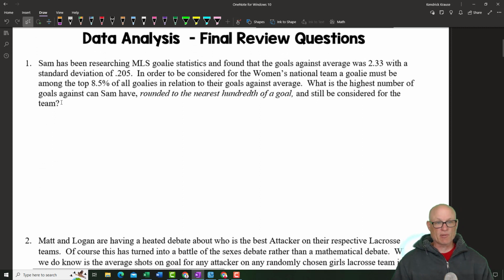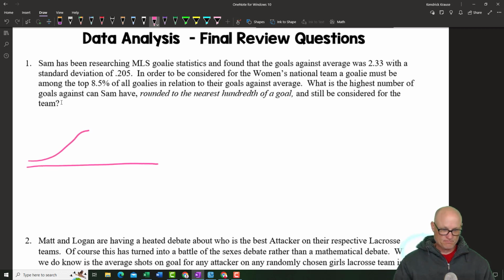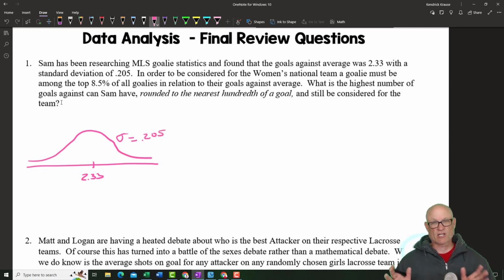Sam has been researching MLS goalies' statistics and found that goals against average was 2.33 with a standard deviation of 0.205. Should have said normally distributed. I hate it when I forget to put normally distributed. I apologize. So we got an average of 2.33 goals against with a standard deviation of 0.205.